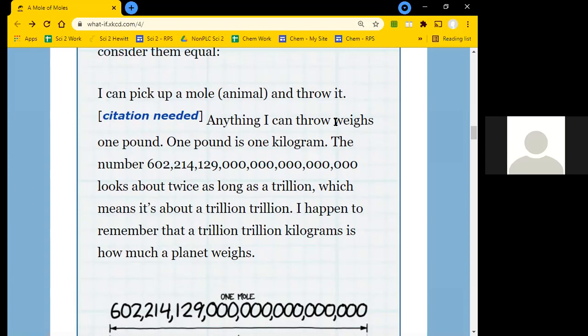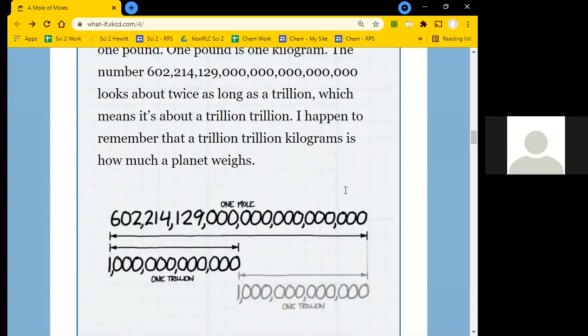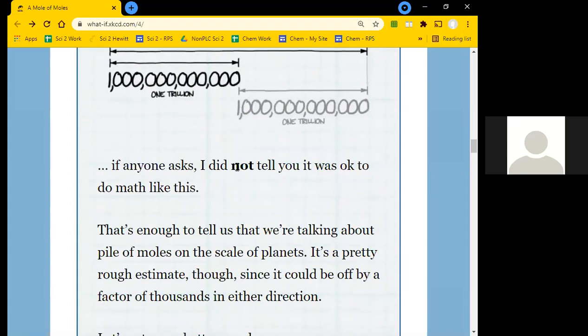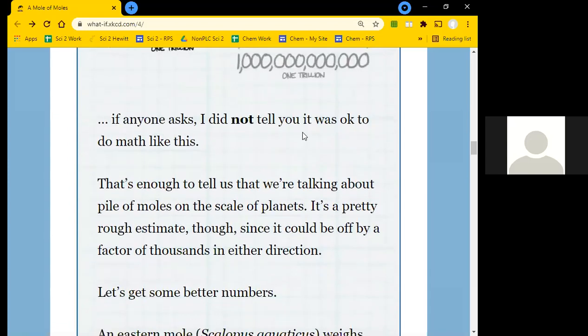Anything I can throw weighs 1 pound. Again, that's not true, but let's pretend. 1 pound is 1 kilogram. Again, it's not true, but it's close enough for approximations. The number looks about twice as long as a trillion, which means it's about a trillion trillion. I happen to remember a trillion kilograms is how much a planet weighs. Okay, 1 mole, a trillion. If anyone asks, I did not tell you it was okay to do math like this.